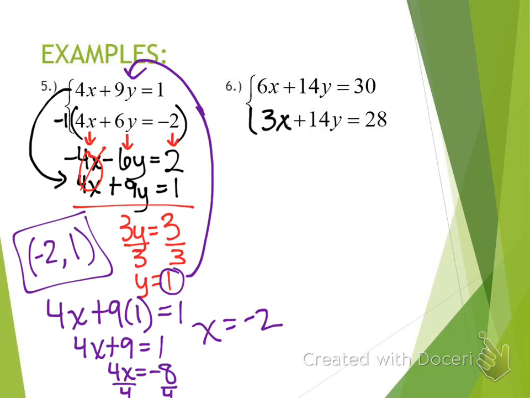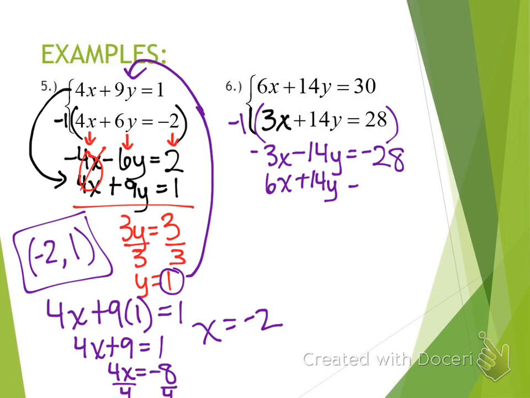Alright, so on 6, once again, we don't have opposites, so we are going to multiply through by a -1. When we do that, what do we get? -3x minus 14y equals -28. All right, then I'm going to rewrite that top equation below it so that they're right next to each other. 6x plus 14y equals 30.